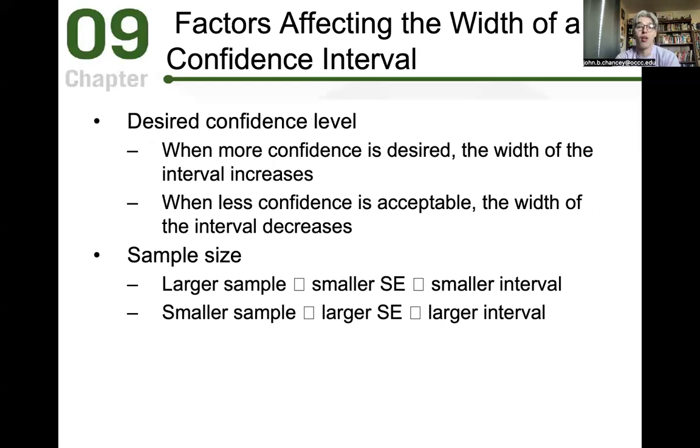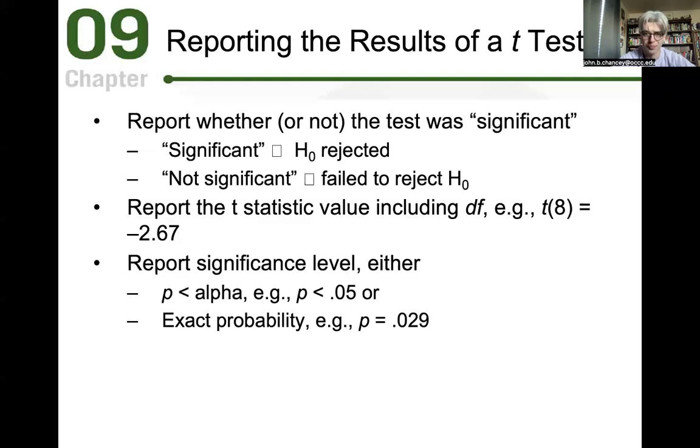Our confidence level, when more confidence is desired, we're going to increase the width of our confidence interval. When less confidence is acceptable, we're going to decrease that interval. Our sample size, a larger sample, smaller standard error tends to be a smaller interval. A small sample, large standard error ends up being a larger confidence interval. So just kind of showing you the relationship between sample size and confidence intervals.